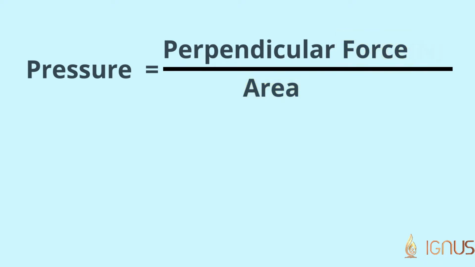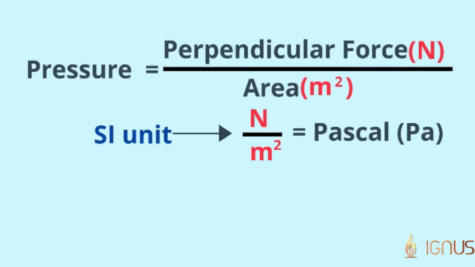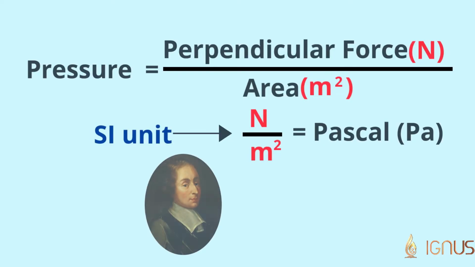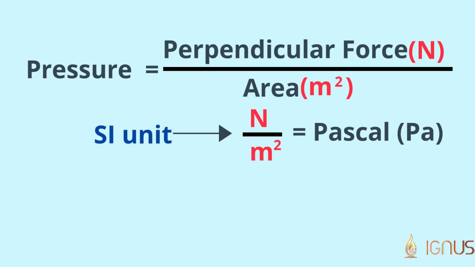We already know the SI unit of force is Newton, denoted by N, and the unit of area is meter square. So the unit of pressure is Newton per meter square. It is also called Pascal, which is denoted by Pa. Why is it called Pascal? It was given this name to honor the achievements of a French scientist named Blaise Pascal for his contribution in the field of hydrostatics and hydrodynamics.